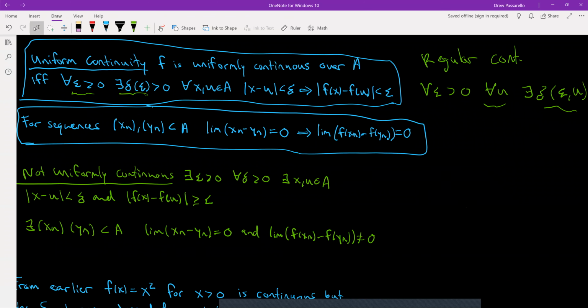Now, if it's not uniformly continuous, then we change these quantifiers. And so it's not uniformly continuous if there exists an epsilon, so that for all delta, there exist x and u in A, where the absolute value of x minus u is less than delta, but we have the absolute value of f of x minus f of u is greater than or equal to epsilon. For the sequences, we'd say there exist two sequences, xn and yn, where the limit of the difference of the two is 0, but the limit of f of xn minus f of yn is not equal to 0.